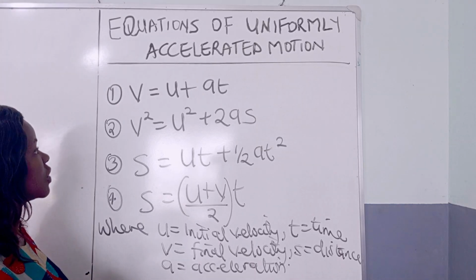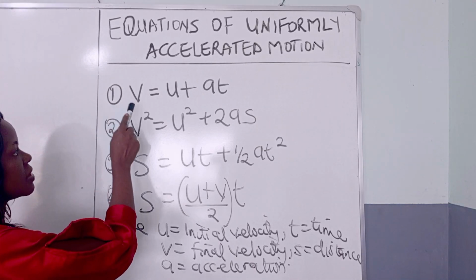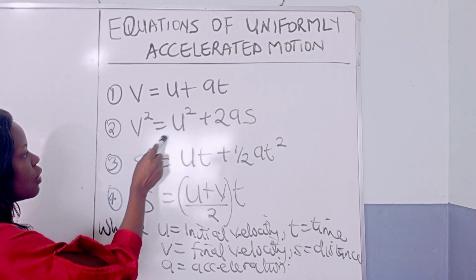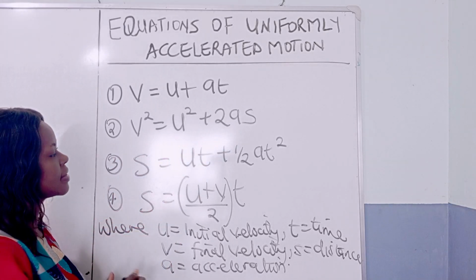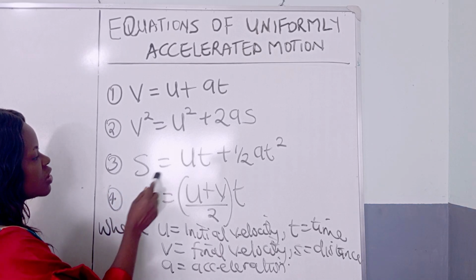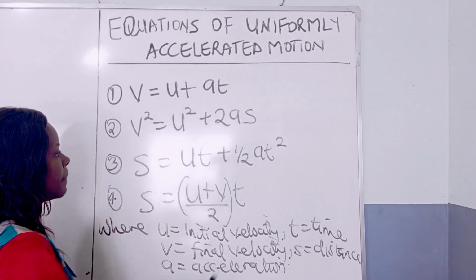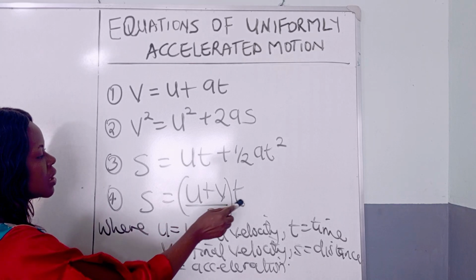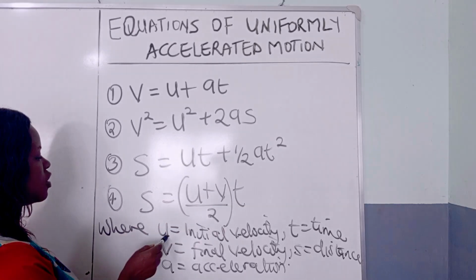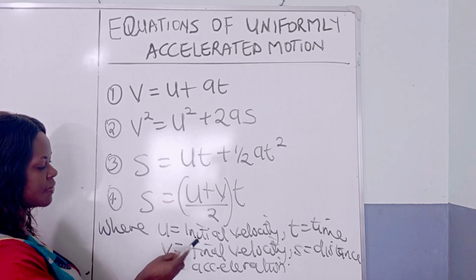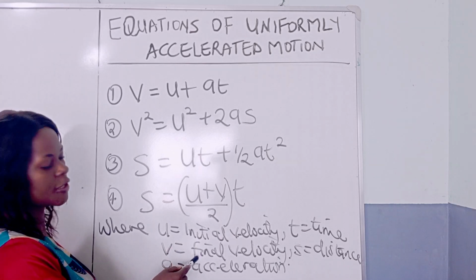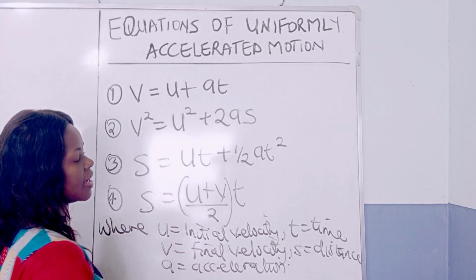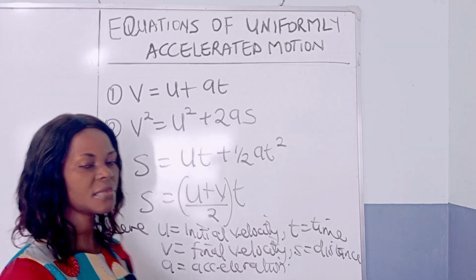Equations of uniform motion, they are: number one is V equals U plus AT. Number two, V square equals U square plus 2AS. Number three, X equals UT plus half AT square. Then X equals (U plus V) over 2, bracket, T. Where U equals initial velocity, V is final velocity, A is acceleration, T is time, and X is distance.